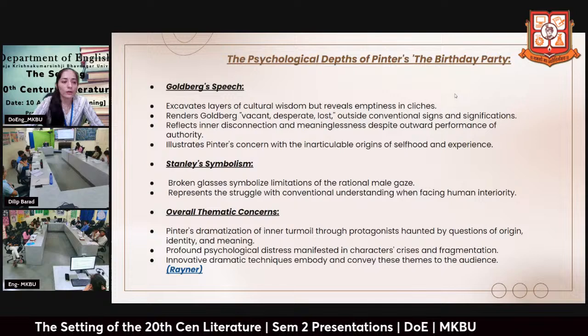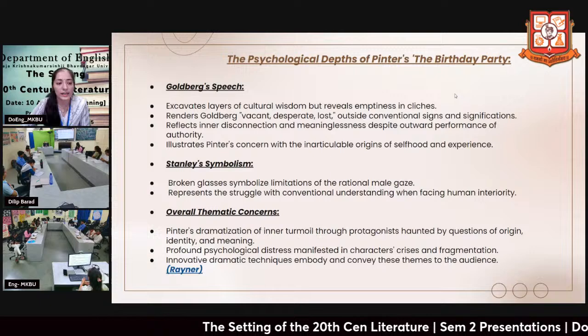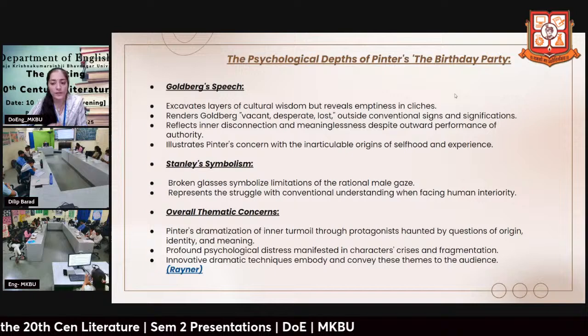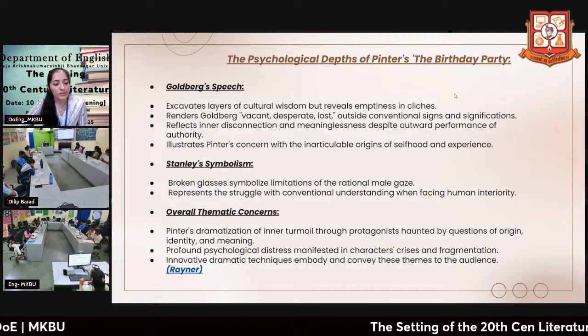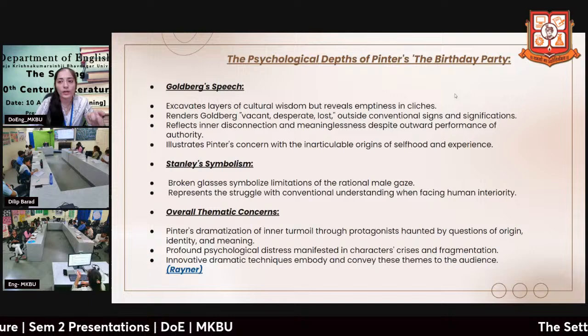In Goldberg's speech, we can find that Goldberg becomes desperate and lost. It excavates layers of cultural wisdom but reveals emptiness and clichés that illustrate Pinter's concern with the inarticulable origins of selfhood and experience. Next is Stanley's symbolism, the broken glasses. In the second act, when they are torturing Stanley, they break his glasses, as if they want to steal his eyesight, or we can say his knowledge, from him.